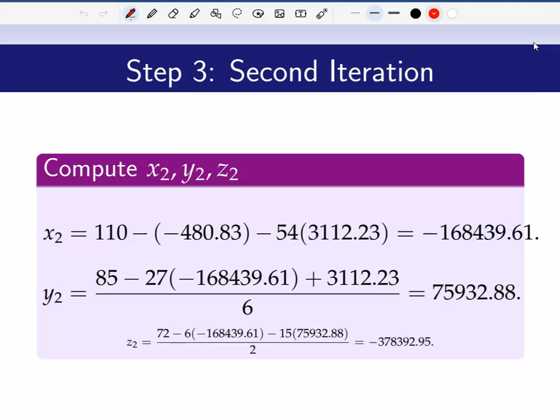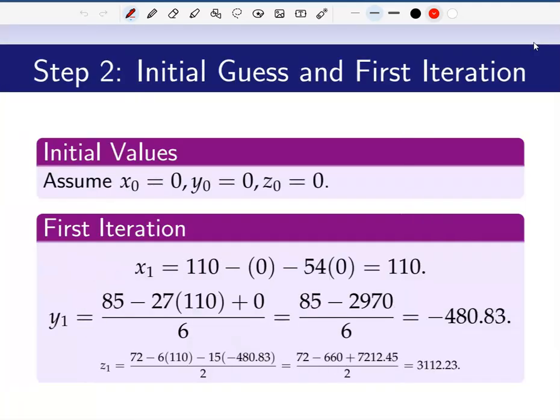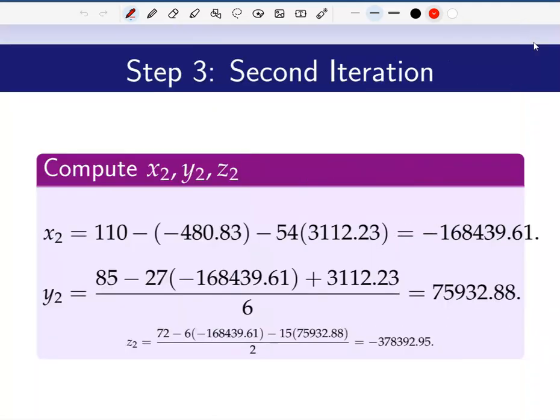Using the x1, y1 and z1 values, we calculate x2. x2 is a very large number, minus 168,439.61. y2, again a very large number, computed using the updated x2 value, is 75,932.88. And z2 is a very huge number, 378,392.95. We can see that the values are growing rapidly and alternating in sign, a strong indication of divergence.